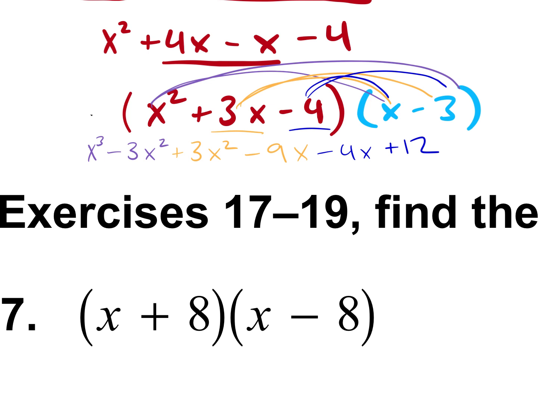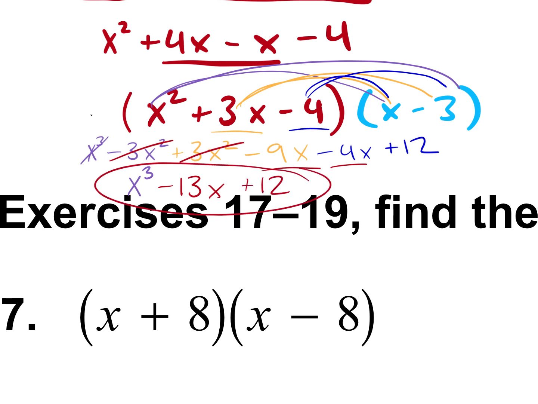Combine like terms. Start with my x cubed. So x to the third power would come first. What's negative 3x squared plus 3x squared? 0. They cancel out. So we don't write the 0. We just get rid of them. Then with my x's, what's negative 9x minus 4x? Negative 13x, and then plus 12. So that would be our answer.